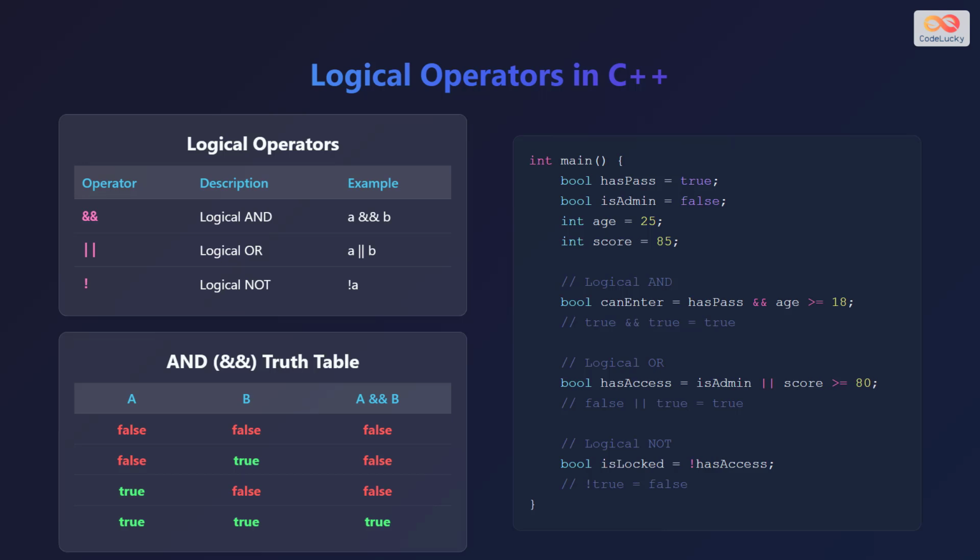Using the OR operator, a Boolean variable hasAccess is assigned the result of isAdmin or score greater than or equal to 80. False or true becomes true. Using the NOT operator, a Boolean variable isLocked is assigned the result of not hasAccess. Not true becomes false.